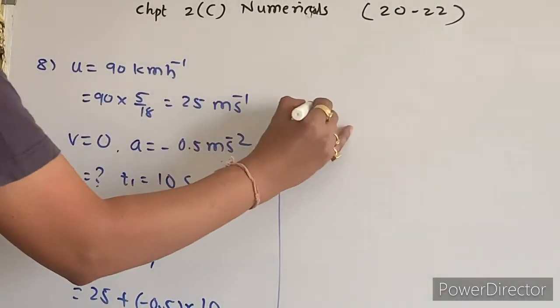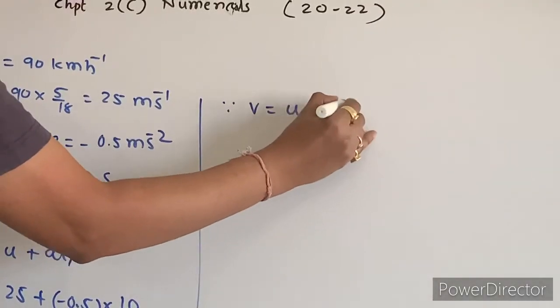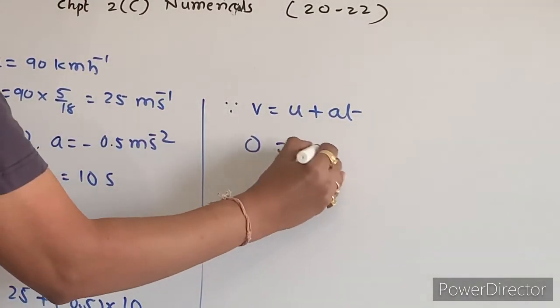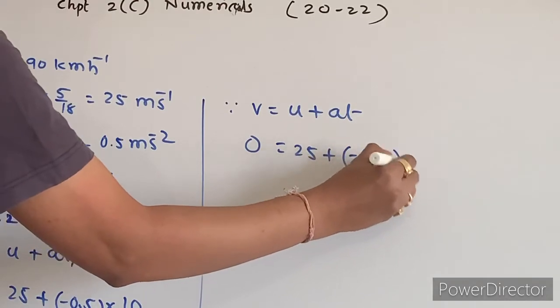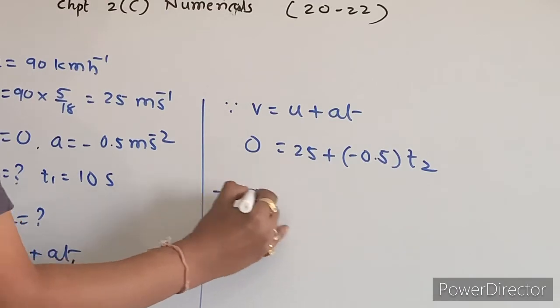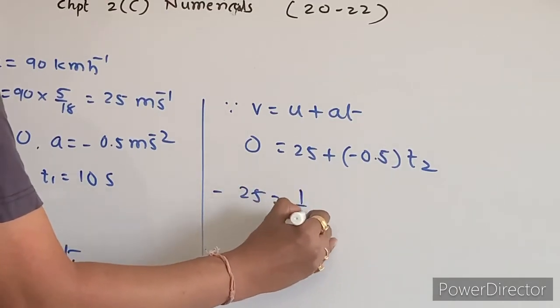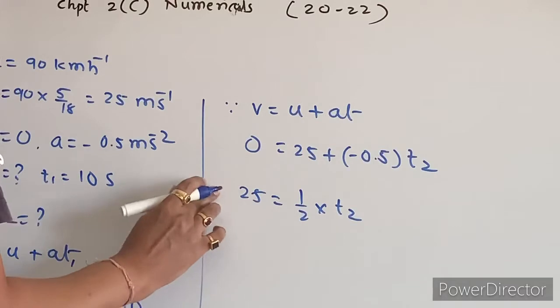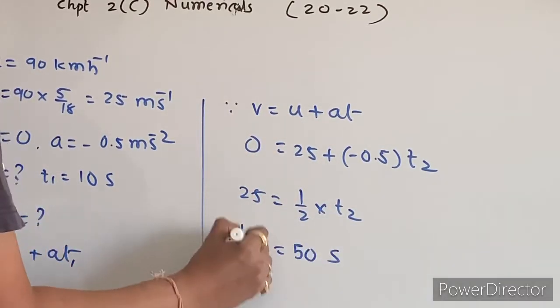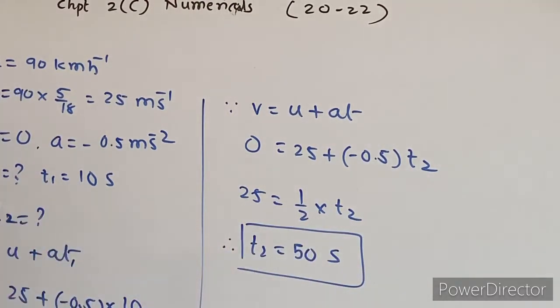Now in the next part, how much time will it take to come to rest? Since we have v is equal to u plus at, this is your 0. U is your 25, a is minus 0.5, and time is t2. So I am writing 25 minus 25 is equal to 1 by 2 into t2. So I will take this to the other side. This is t2 is equal to 50 seconds. So the time taken by that body to come to rest is 50 seconds. This is about the 8th.